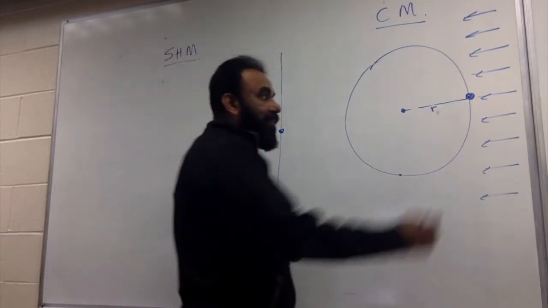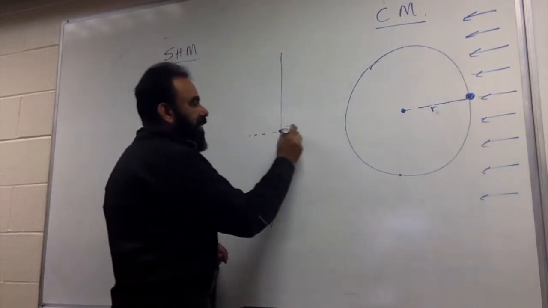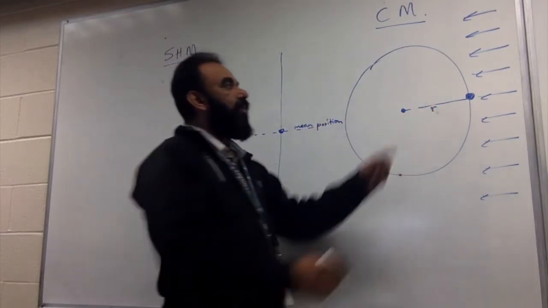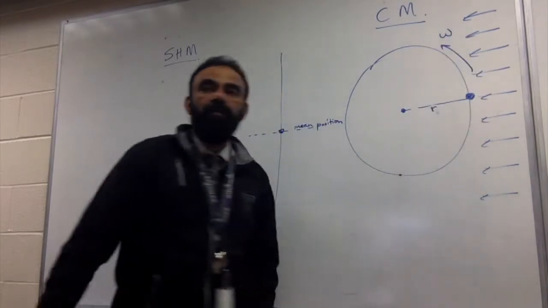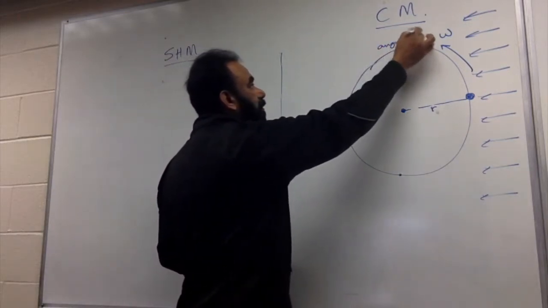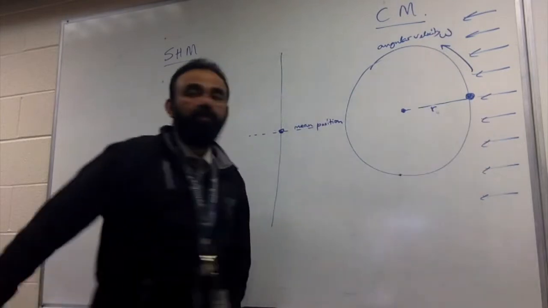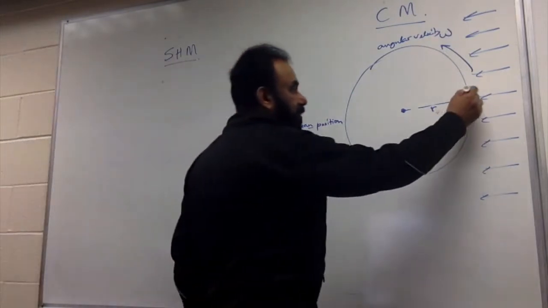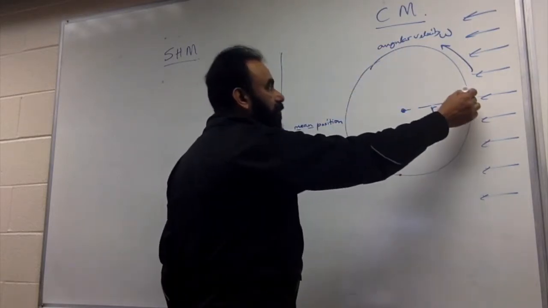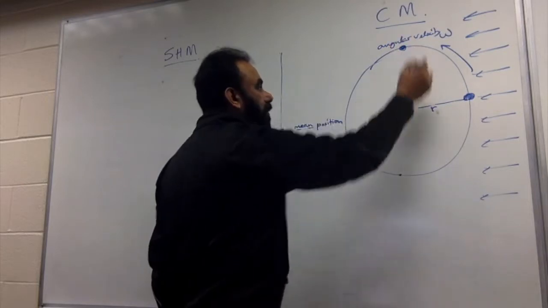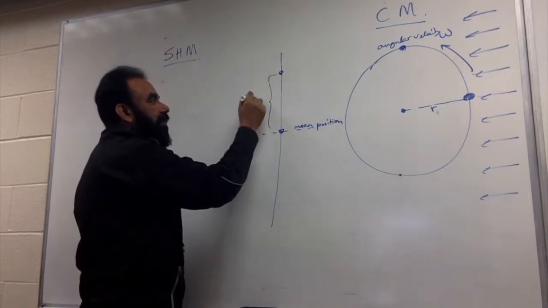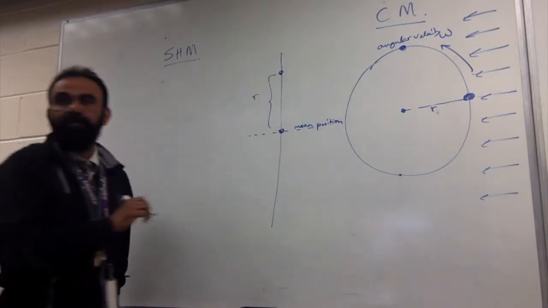So taking this as a reference point and taking this as the mean position, as this goes round and round, moving with a certain angular velocity. So this is angular velocity omega. So what's happening is this object moves from place to place. When this object moves from here to here, the shadow will move from here to there. And what is this height? What's it called? Amplitude.